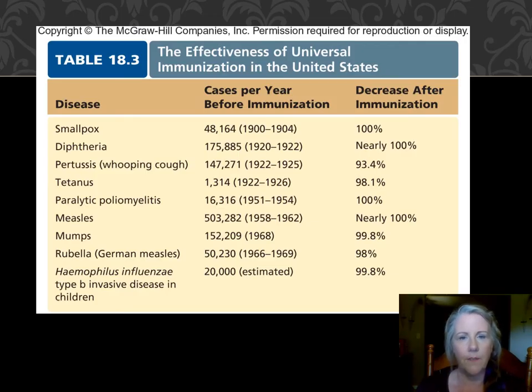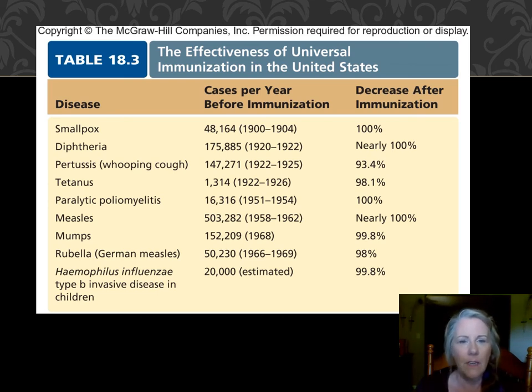This table shows the effectiveness of universal immunization in the United States. What we're looking at is the disease and cases per year before immunization. Let's take a look at some of these. Smallpox, and in parentheses you see the years the data was taken. Smallpox early in the turn of the last century was about 48,000. And once we had a good vaccine for that, the decrease after immunization was 100%.